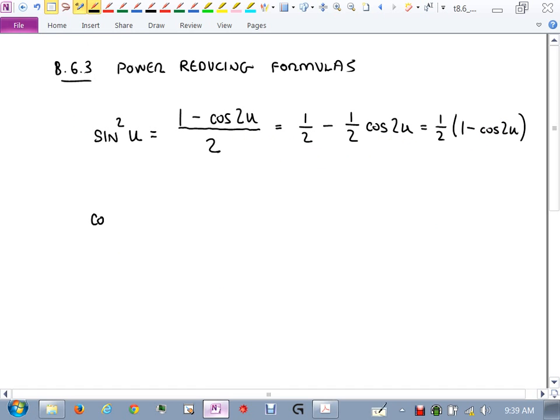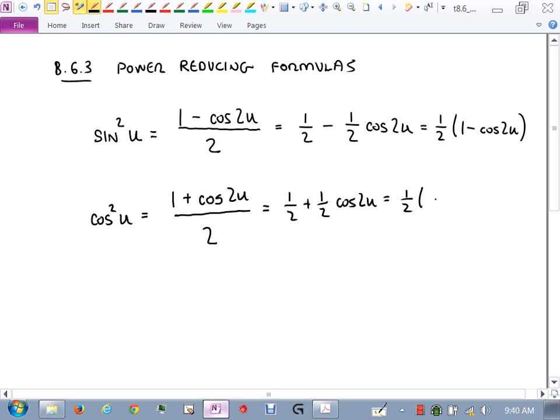All right, cosine squared u is on the formula sheet: 1 plus cosine 2u over 2. And then going through the same logic, this is 1/2 plus 1/2 cosine 2u. And this is 1/2, and then in parentheses, 1 plus cosine 2u. So what the power reducing formula allows you to do is take something that's squared, reduce the power, and have a new expression with the power gone, right? You see the squared is gone over here?